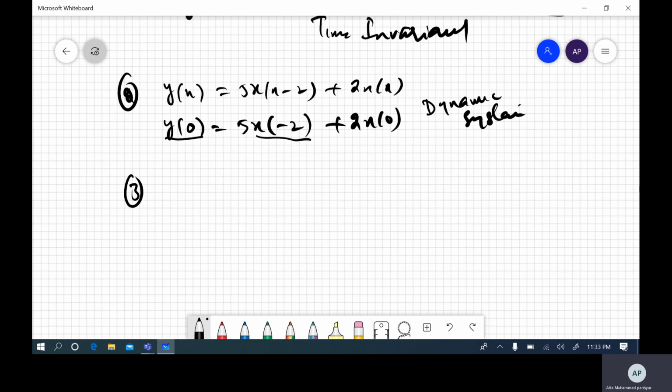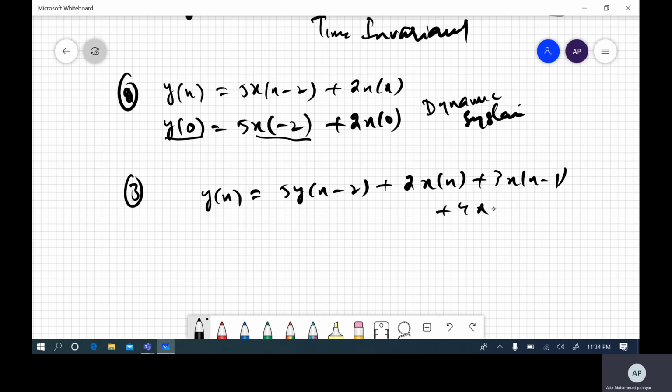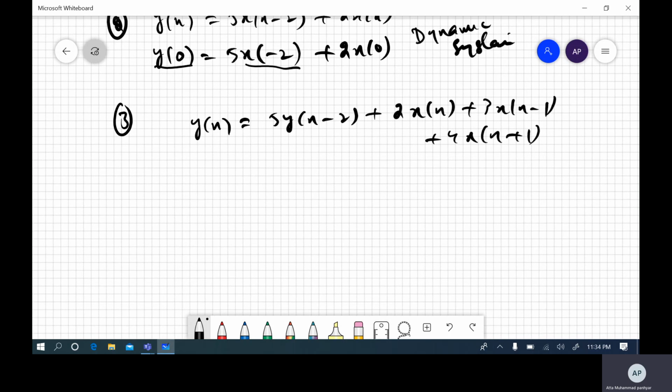The third question in that post is, for example, y of n is equal to 5y of n minus 2 plus 2x of n plus 3x of n minus 1 plus 4x of n plus 1, right? So the question asked is to draw the block diagram for this.